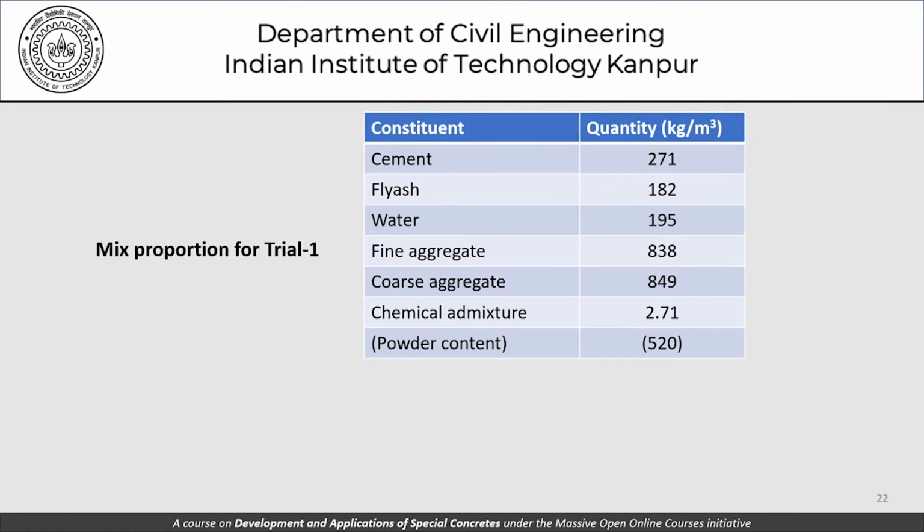Having done this exercise, this is our final trial one for the mix proportion for this SCC, the self-compacting concrete. 195 kgs of water, 271 kgs of cement, 182 of fly ash, 838 of fine aggregate and 849 of coarse aggregate with 2.71 kgs of chemical admixture, and the powder content is 520.